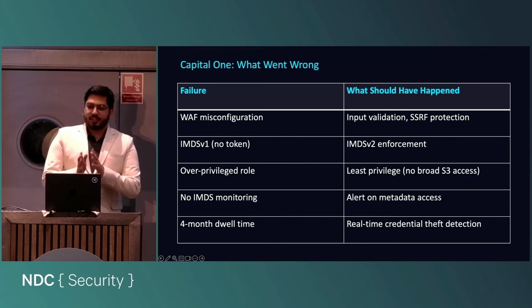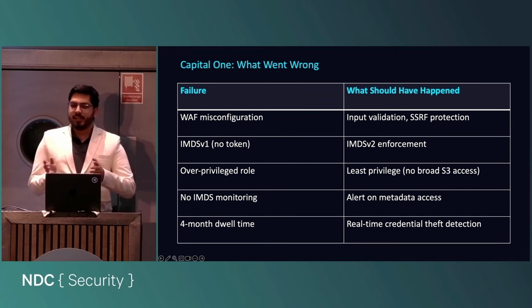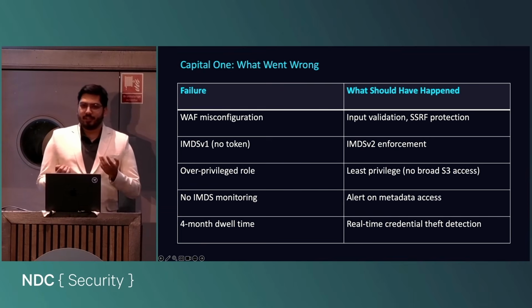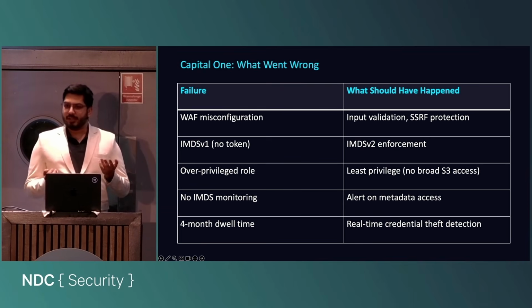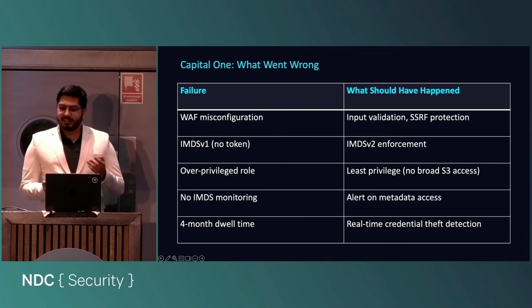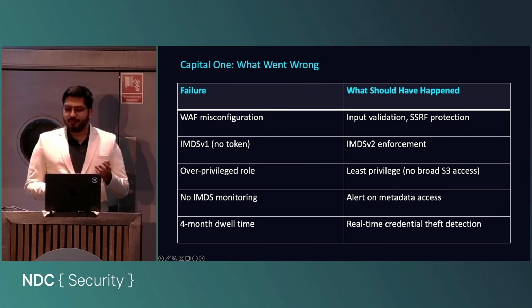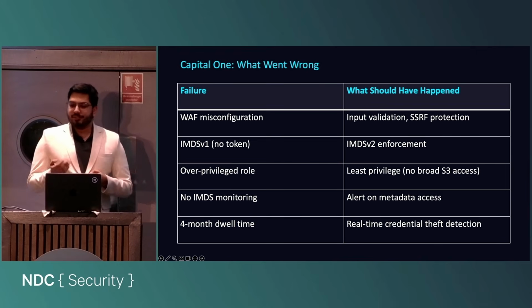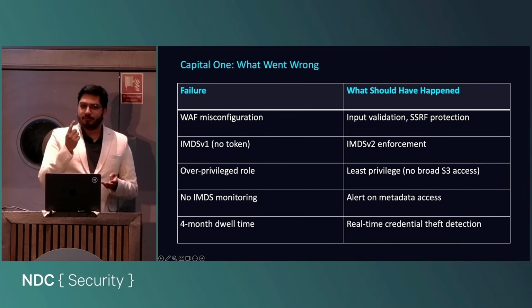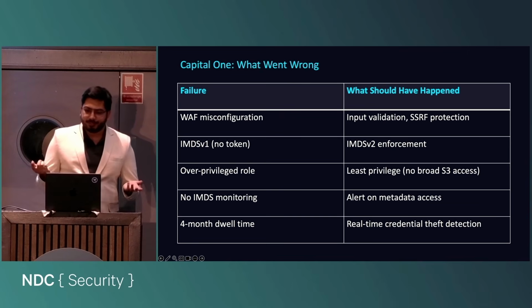Now, I'd like to discuss what really failed here. First, the WAF was misconfigured. It should have had the SSRF protection, input validation for the outbound requests. Now, if your firewall is allowing a web app to call 169.254, that's a configuration failure. Secondly, they were running IMDSv1, which required no session token. The v2 adds a PUT request requirement, so a simple SSRF attack like this can't do that. And all it takes is just one AWS CLI command to fix it.